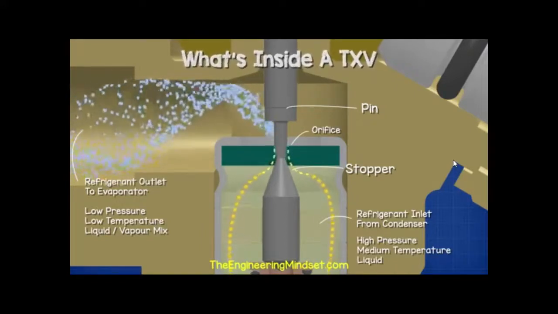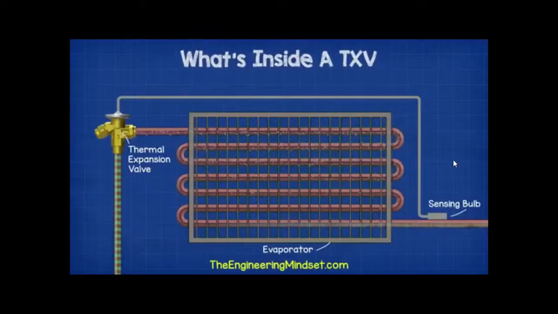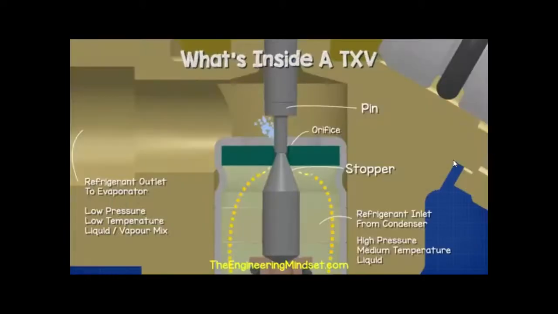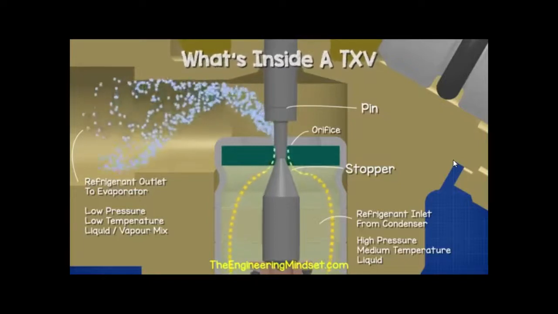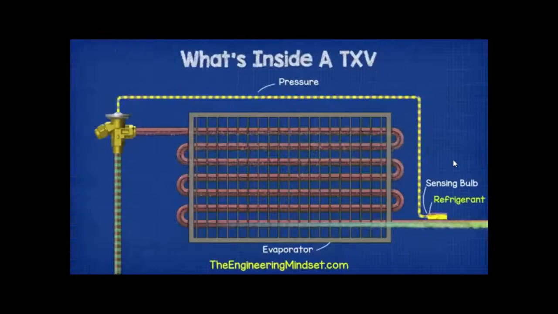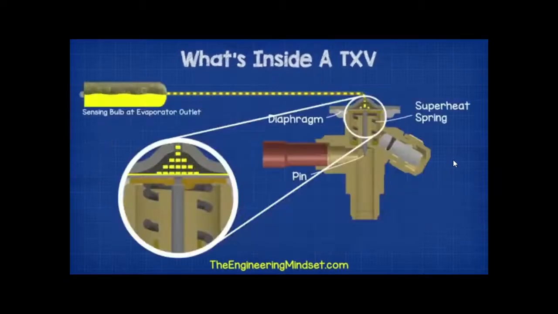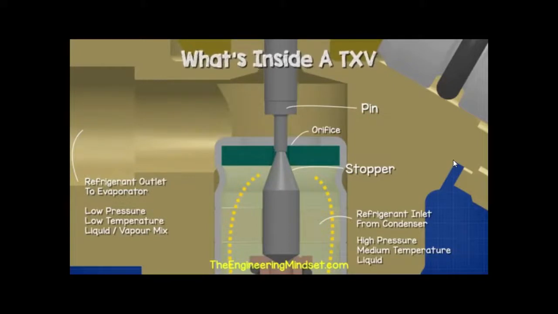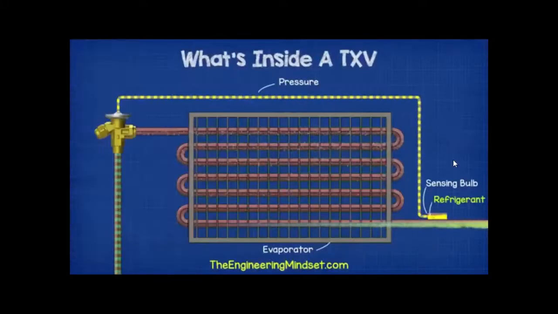As the cooling load increases on the evaporator, the superheat increases at the outlet. The sensing bulb at the outlet detects this and the refrigerant inside boils, causing an increase in pressure along the capillary tube. This pressure pushes the diaphragm down and that pushes the pin down, which opens the valve and lets more refrigerant flow. As more refrigerant flows, the superheat decreases and so the pressure in the sensing bulb and capillary tube decreases, which means there's less pressure pushing the diaphragm down. The spring then pushes the diaphragm back up, which causes the pin to move up, and as the pin rises, the spring-loaded stopper begins to close the orifice, which reduces the amount of refrigerant that can flow. This repeats constantly and stabilizes the valve to ensure the correct amount of refrigerant can flow.